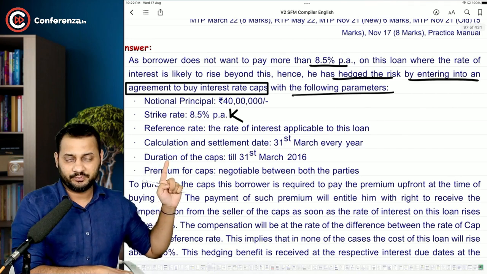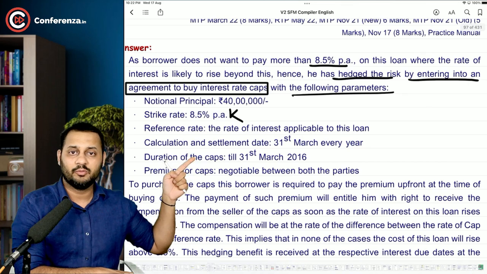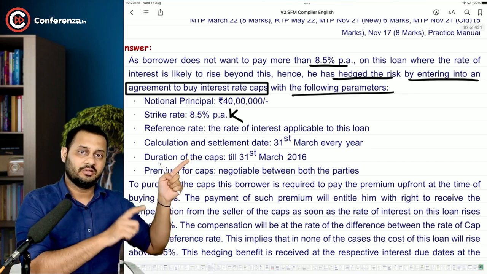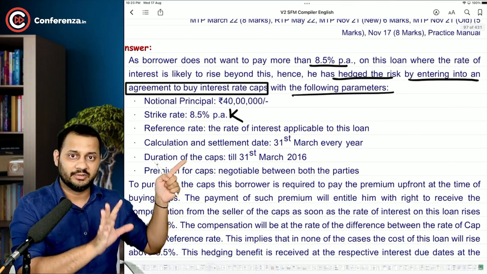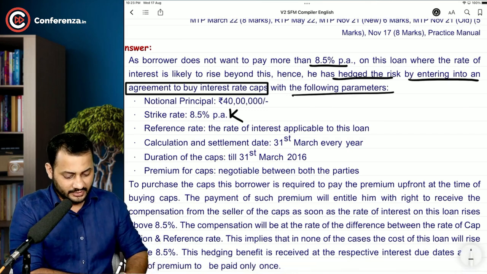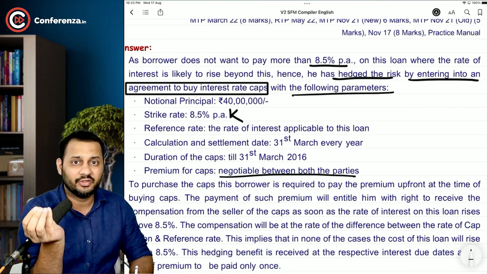Duration of the caps is till 31st March 2016 because this is the last day when I will be paying the interest on my borrowings, repayment. So till that date, I want to continue the cap option. That means the insurance premium will be negotiable between both the parties. Why it will be negotiable? Because the details of the same is not given to you in the question.